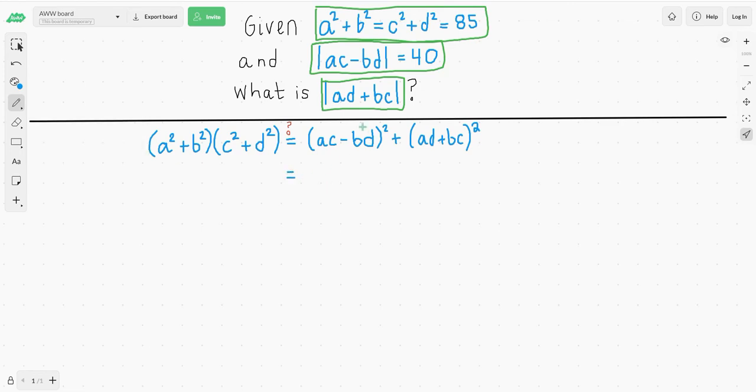So we'll just multiply this out. You square the first term, which gives a squared c squared, minus 2abcd, that's minus 2 times the product of each term, and lastly we square the BD, getting us b squared d squared. Now for the second term, we square AD, we get a squared d squared. And this time we get a plus 2abcd. And lastly, plus b squared c squared.